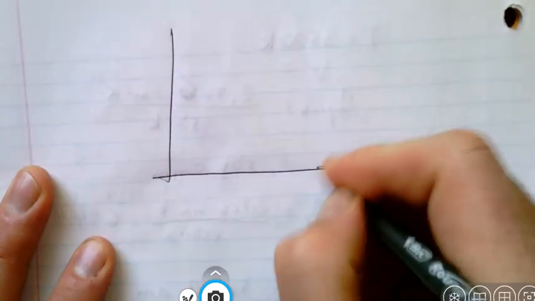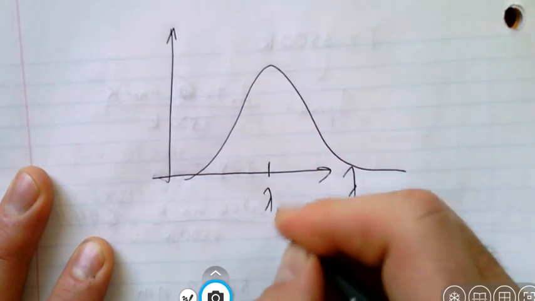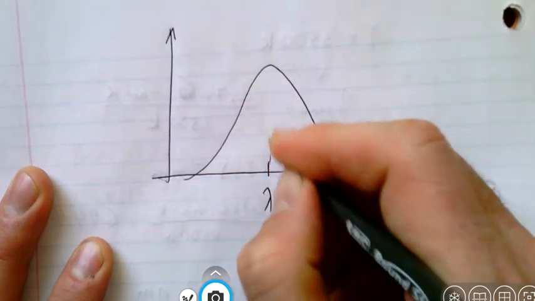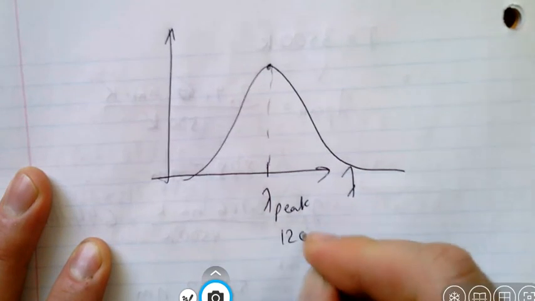Let's say that in the lab you actually used something called a spectrometer and you measured a peak, right? So this is going to be your peak wavelength, somewhere over here like this. And that peak wavelength that you measured was equal to 1200 nanometers.